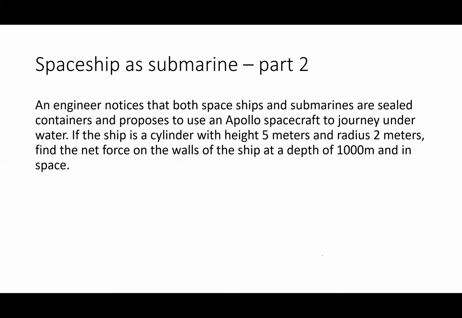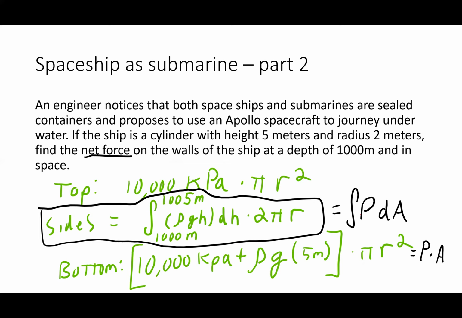For the second part of this, if I want to find the net force on the walls, if I model the ship as a cylinder, I want to really just break this up into the top of the cylinder, the bottom of the cylinder, and the sides. And technically, I should keep track of the pressure varying in terms of depth. So on the top surface, it's relatively easy to find the net force on the ship, as I can take the water pressure times the area of the top surface, pi r squared.